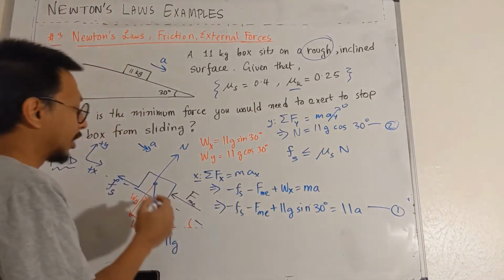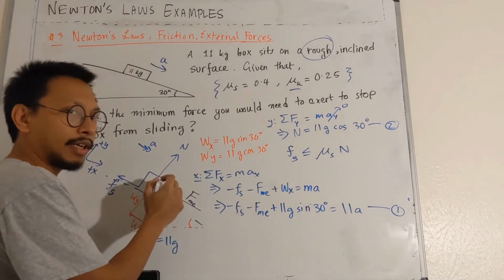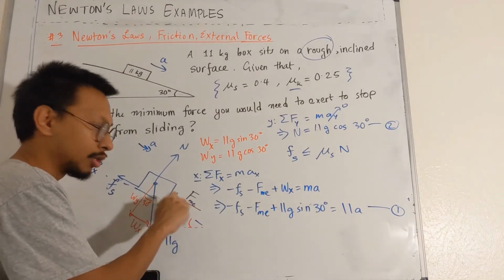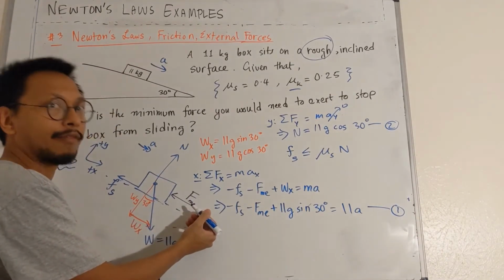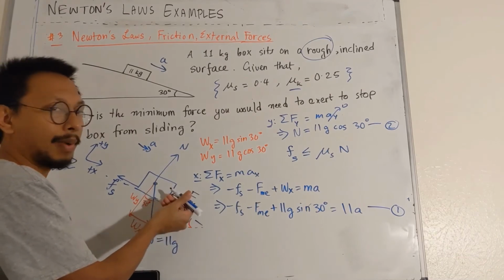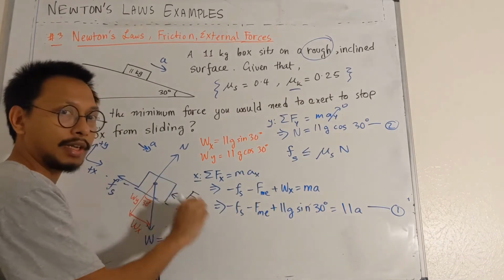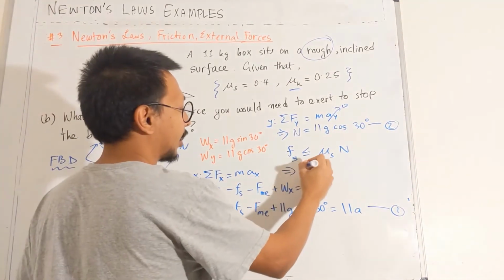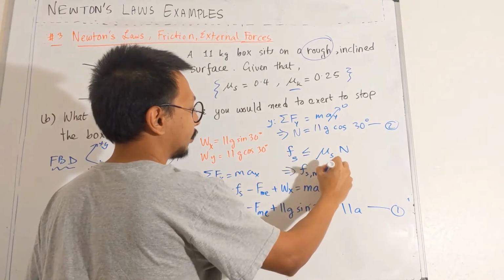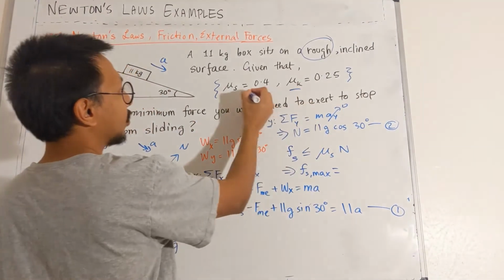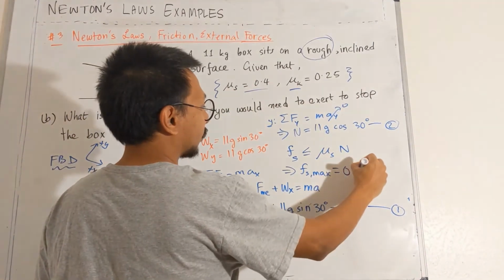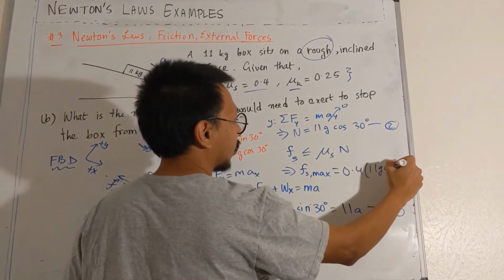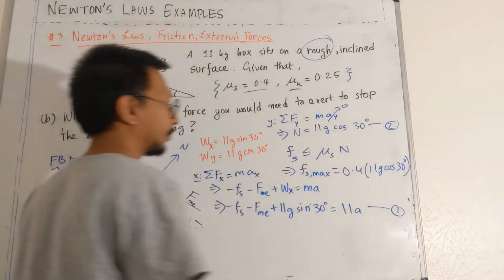We are after the maximum friction which, when already acting, will do its maximum part to stop the box from sliding down, such that I would have to exert the minimum amount of force to keep it from sliding down the plane. So our limiting value would be Fs maximum equal to mu s times N. What is mu s? Mu s is 0.4 and N is just this 11 g cosine 30.